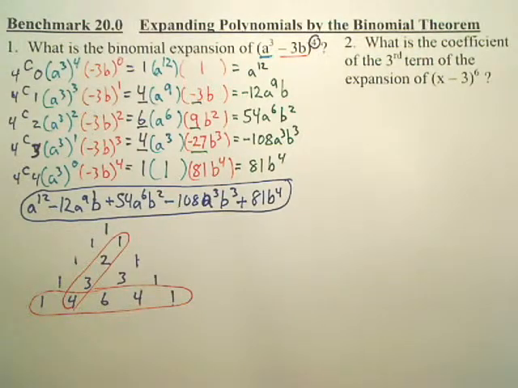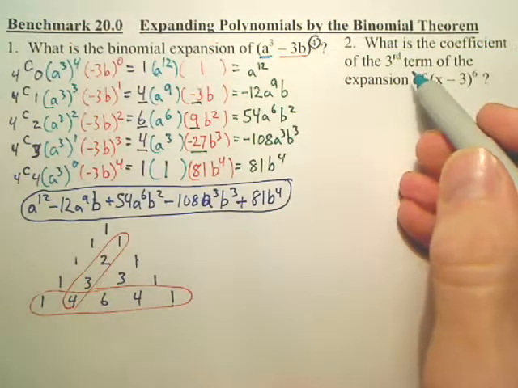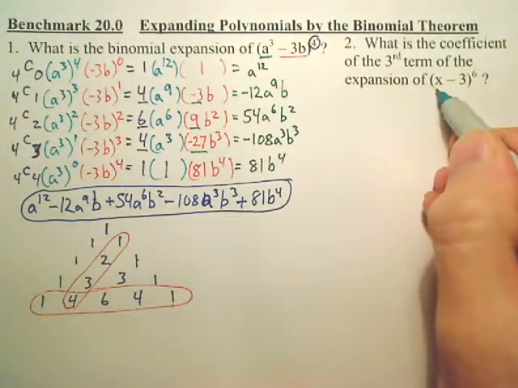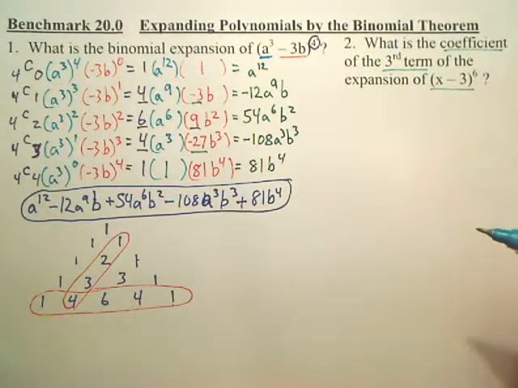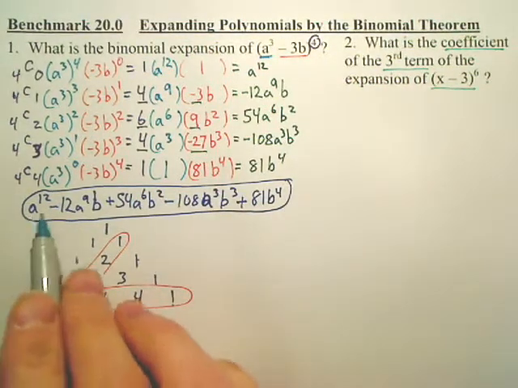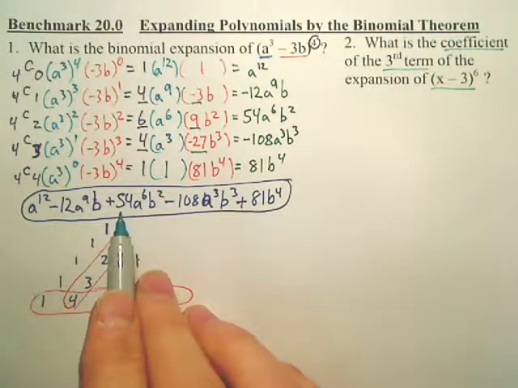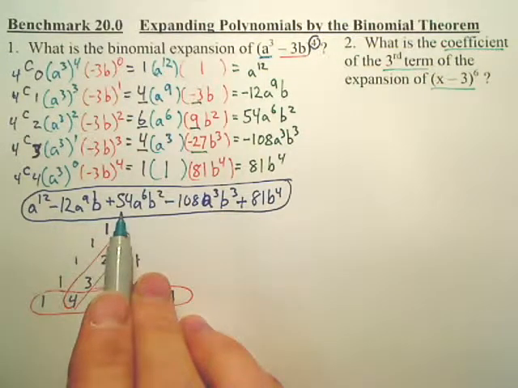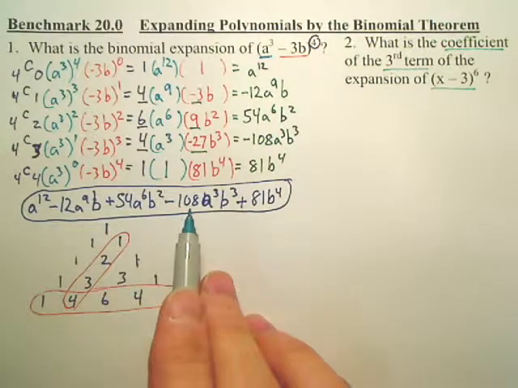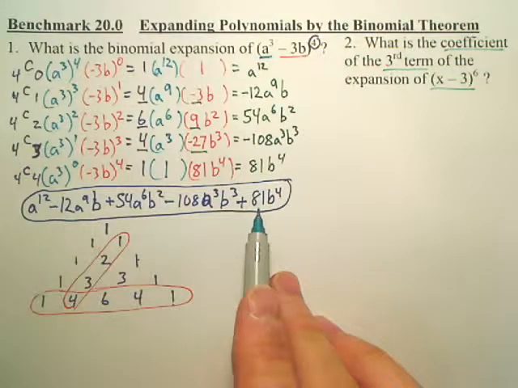Okay. There are actually 2 questions on this benchmark. Don't get scared. The second question is, you have this, and it wants the third term, but it wants the coefficient. What's the coefficient of the third term here? Well, this is the third term, right? The coefficient's the number in front. It's 54. The coefficient of the fourth term is negative 108. The coefficient of the fifth term is 81.